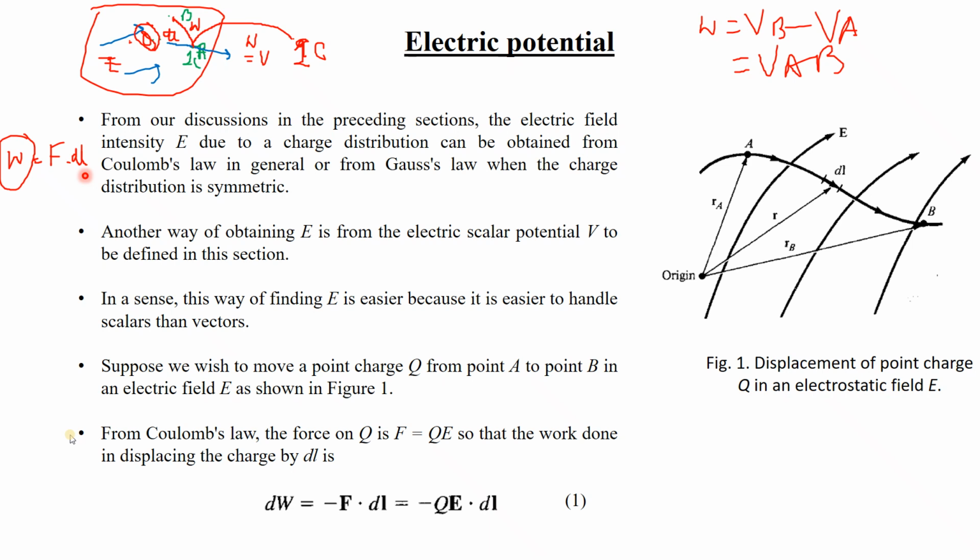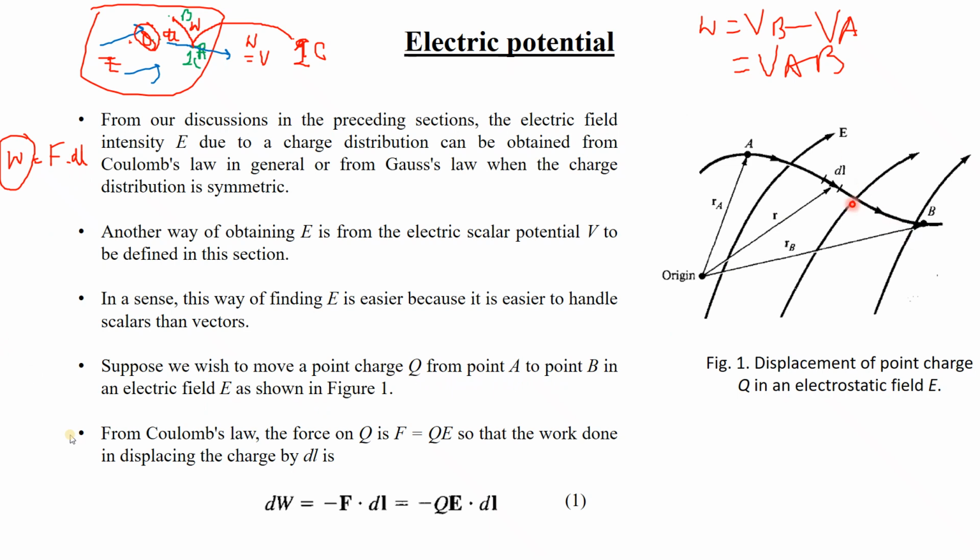There is a dot product. That is why when we find the actual magnitude, we write it this way: force into displacement into cos theta, F dl cos theta. Cos theta is the angle between the force and the displacement. That is why work is a scalar quantity.